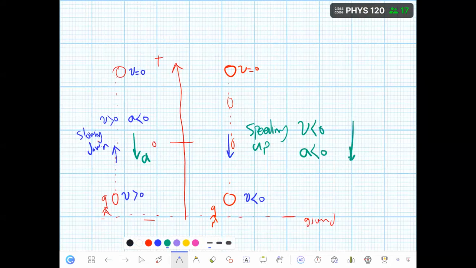So the acceleration is still downward. It doesn't matter whether you're throwing the ball or dropping the ball. The acceleration of a free fall motion is always downward, is negative, and this negative shows the direction. And the value, you may ask, what is the value of the constant acceleration? We call this gravitational acceleration. The value of the gravitational acceleration is negative g, or negative 9.8 meters per second squared.